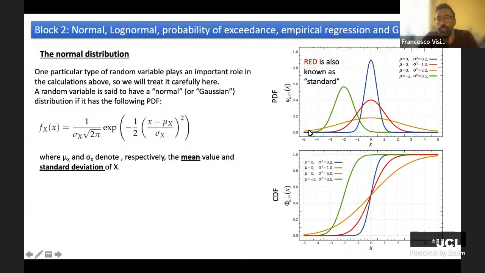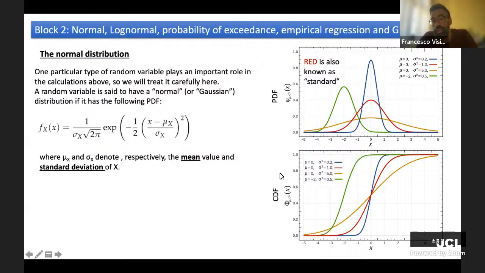Basically, if we plot the distribution, we can see that the mean value controls the position of the peak of the distribution along the x-axis. So, for example, for the difference between the red and the green, here the mean is 0, here the mean is -2. Whereas the standard deviation controls the shape. If we look at the blue and the red, we have the same mean, but a different standard deviation.